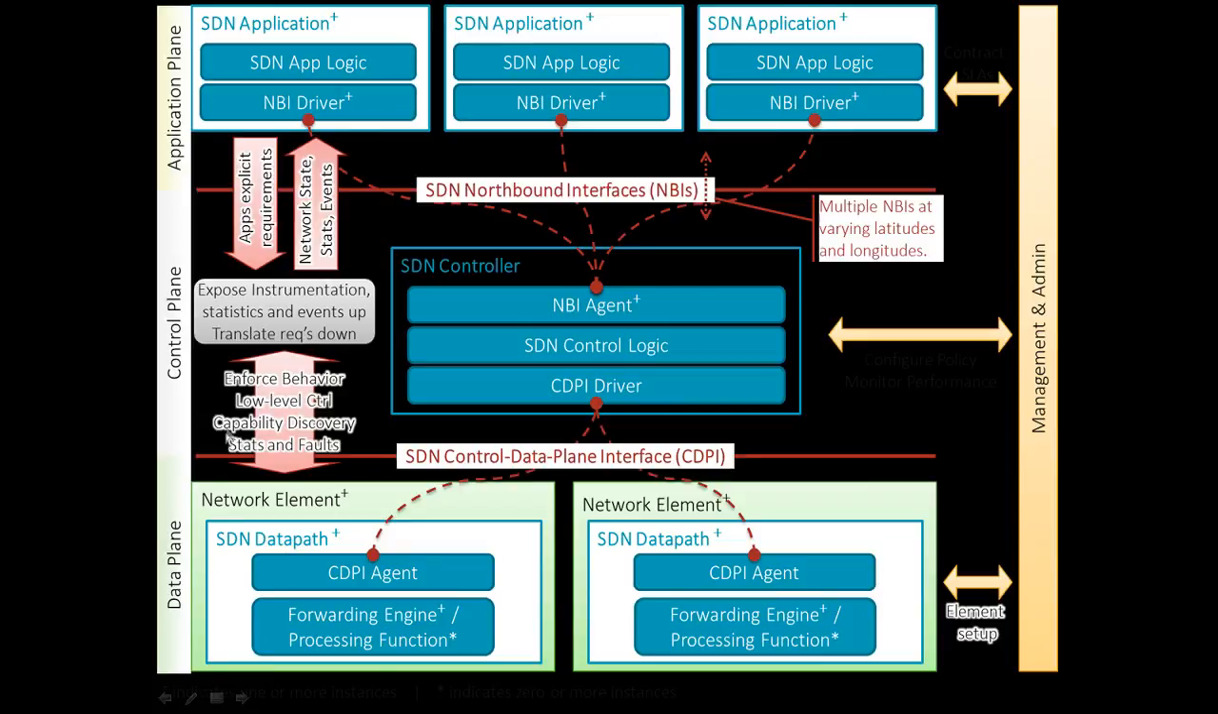In the data plane, we only have the SDN datapath elements, which are internal to the network element itself. The SDN datapath is composed of the CDPA agents, which basically receive the commands and forward them in the network elements, and one or more forwarding engines, and zero or more processing functions. Those engines and functions are responsible for managing flow control and other minor things in the network element. We can have one or more SDN datapath elements per network element.